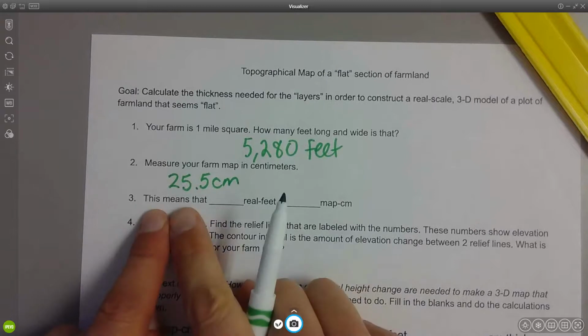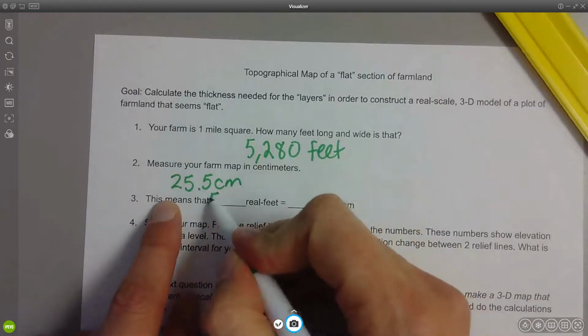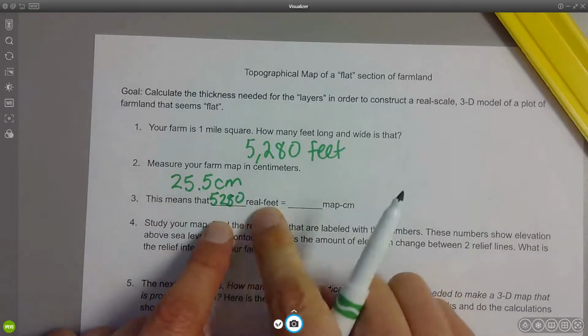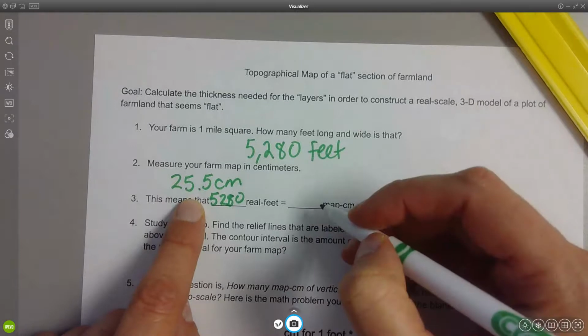Number 3, this means that 5,280 real life feet is equivalent to 25.5 centimeters on your map. Does that make sense?